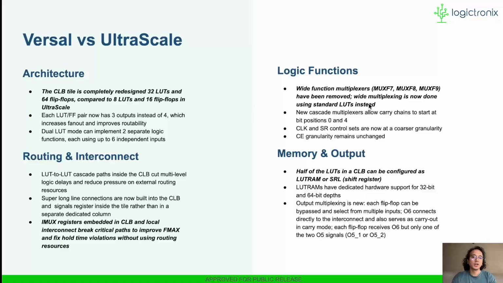Coming to the logic functions, the wide function multiplexers like MUXF7, F8 and F9 in the previous architecture have been removed. This wide multiplexing is now done using standard LUT combinations instead. New cascade multiplexers allow carry chains to start from bit positions 0 and 4, and we have clock enable level granularity, which remains the same as in the previous architectures. On the memory side, half of the lookup tables can be used as LUT RAM or shift registers, and these LUT RAMs have dedicated support for 32-bit and 64-bit depths.